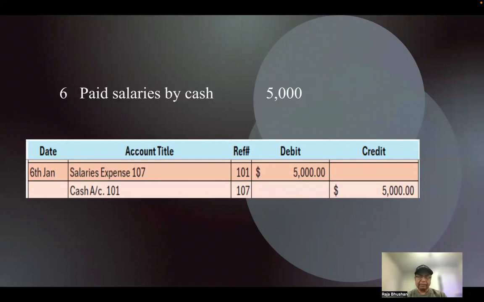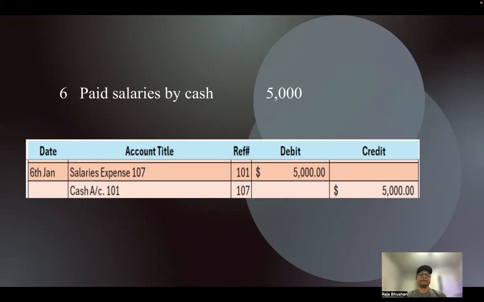So to decrease an asset, we credit it. To increase an asset, we debit it. To decrease an asset, we credit it. Expenses are debited, incomes are credited. So that's why salaries expense is debited, and cash is going out. It's an asset. To decrease the asset, we credit it.